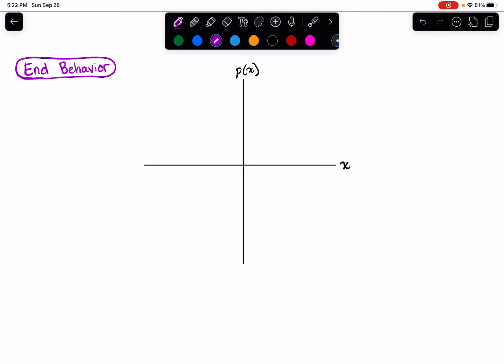In this video, I'm going to review how we notate the end behavior of polynomials and how we can predict the end behavior of polynomials based on their leading coefficient and their degree. But first, let's talk about how we notate them.